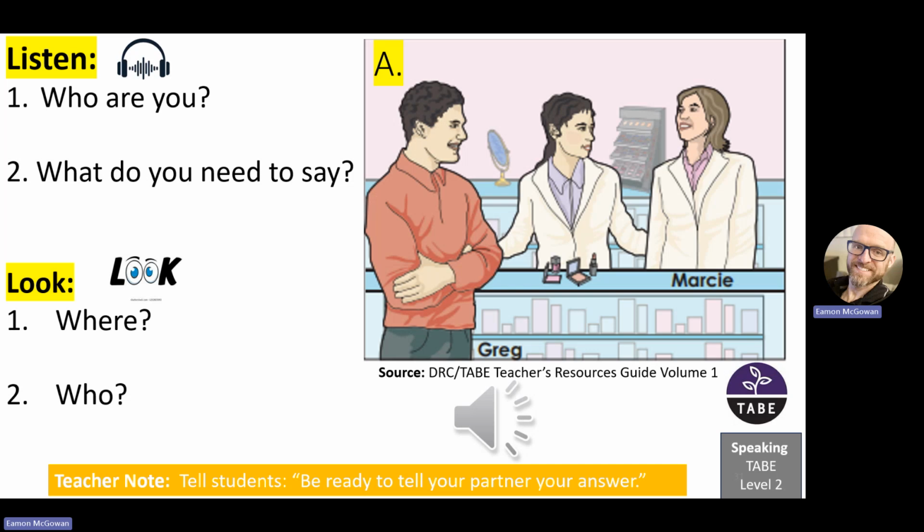Where are they? I asked the students that. Who do you see in the picture? This can get confusing even for our more advanced students. Let's listen again.